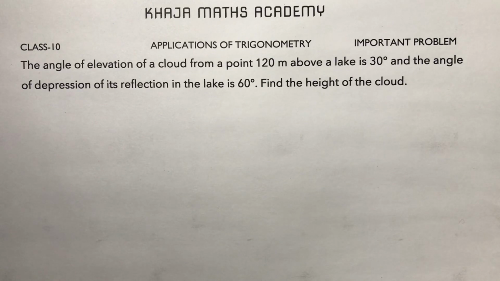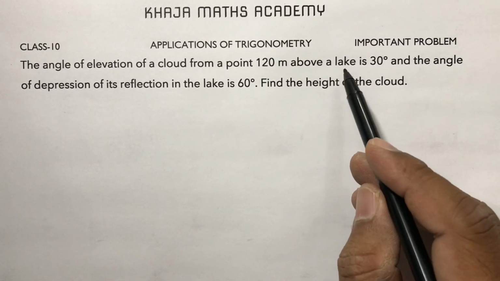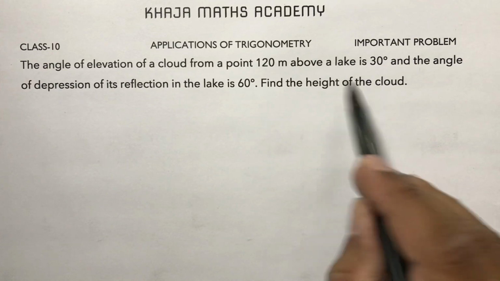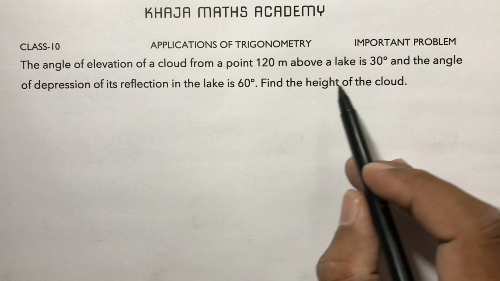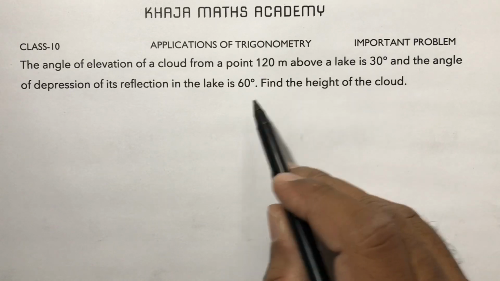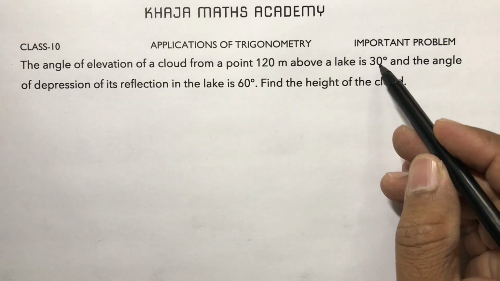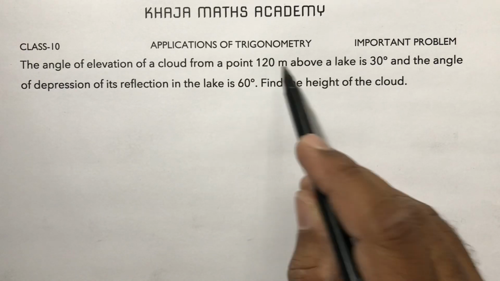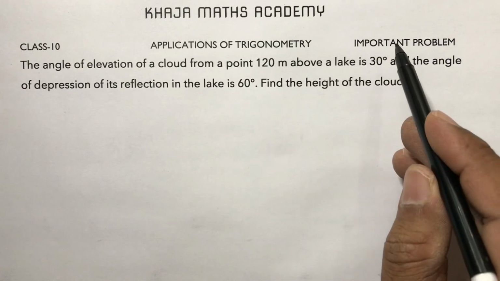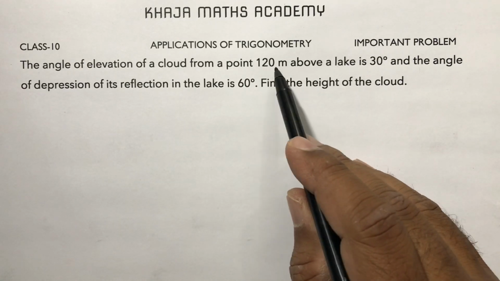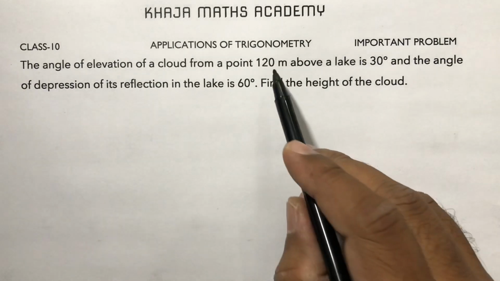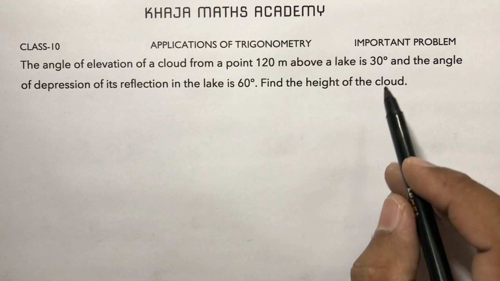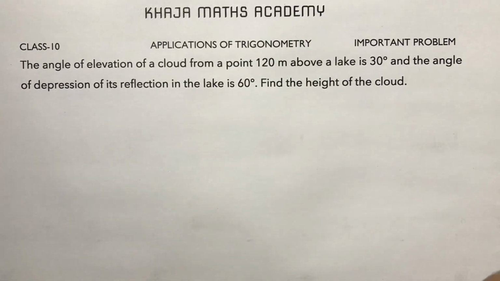So before starting the problem, see, it is a cloud problem and the point is 120 meters above the lake, so the height of the cloud will be 240. Because in CBSE they cannot change the question, they'll give 30 degrees and 60 degrees. So when the angles are 30 and 60, if we are observing the angle of elevation above 120 meters, then the answer will be 240. If we are observing above 60 meters, then the answer will be 120. If it is 100 meters, the height of the cloud will be 200 meters, because the angles will be 30 and 60 only.